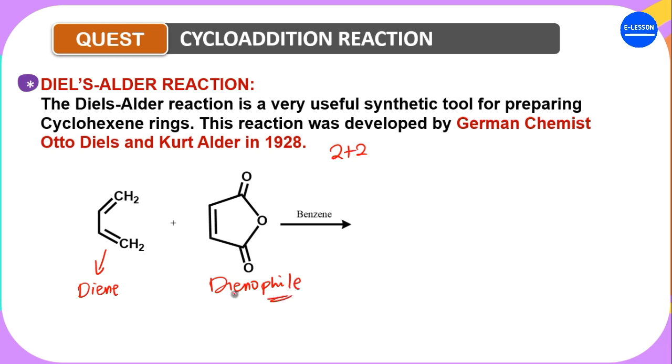Now, as the name implies, dienophile means diene lover. Are you getting it now? Or diene loving? Because phi means what? Love. So dienophile means a diene loving molecule.